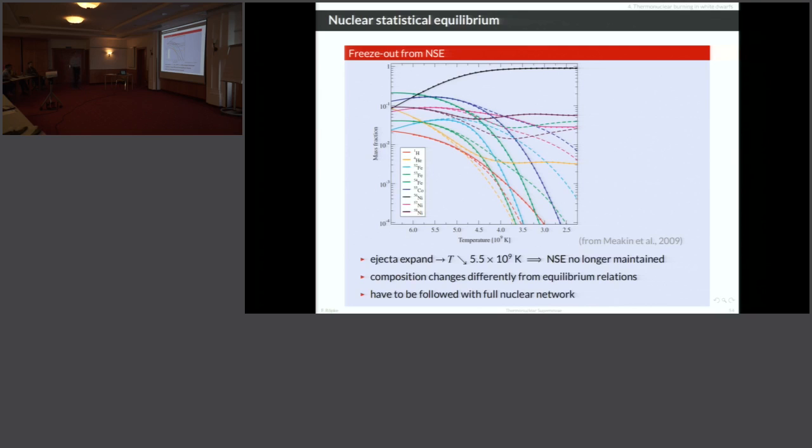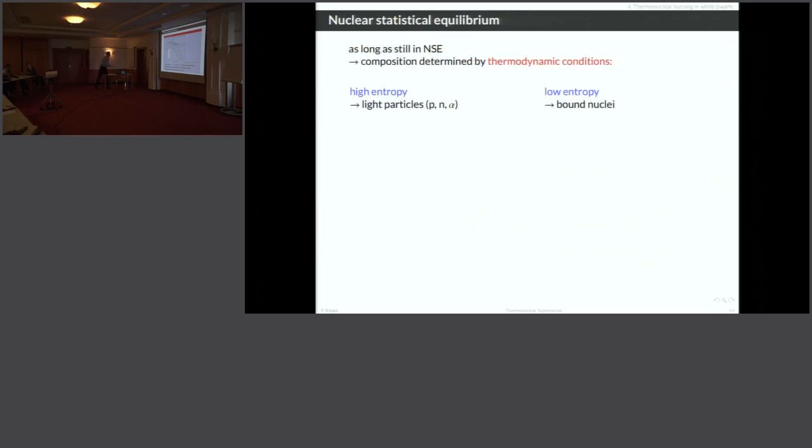It's illustrated here. So the NSE compositions are given for different species, color-coded here as these dashed lines, and the real change of the composition is given with the solid lines. And you see in the beginning at high temperatures these are equal, so we are still in nuclear statistical equilibrium, and for temperatures below 5.5 gigakelvin these diverge, so we fall out of nuclear statistical equilibrium.